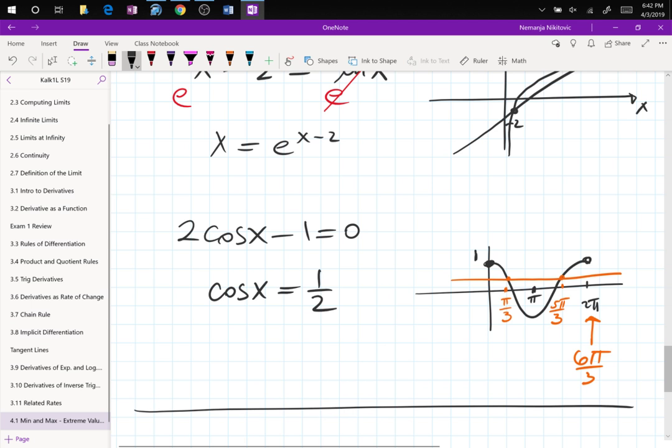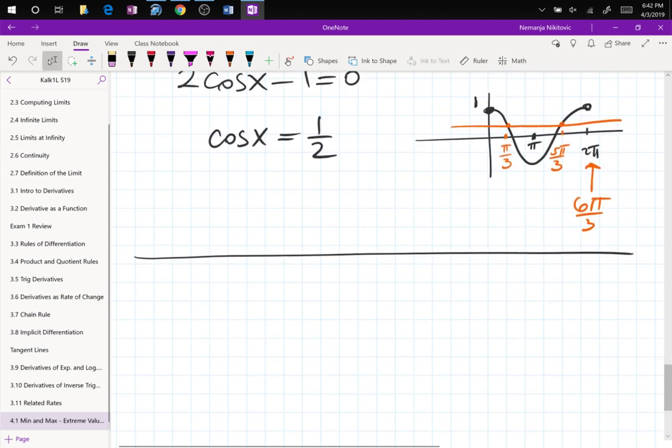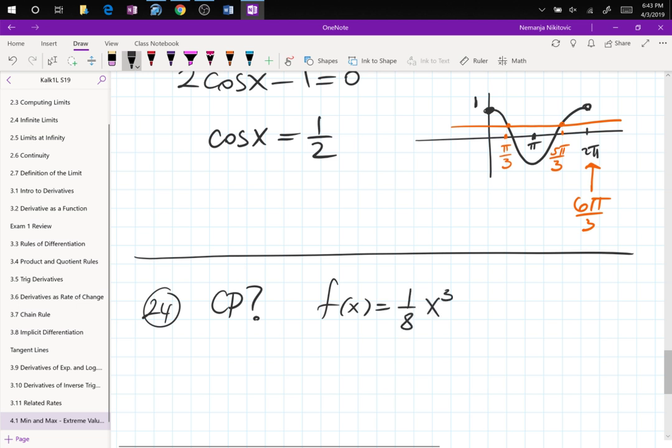All right, so find the critical points. All right. Let's start with the vanilla exercise. 24. CP, critical points of f of x equals 1 over 8 x cubed minus 1/2 x. What are you supposed to do to find critical points? Good, go.